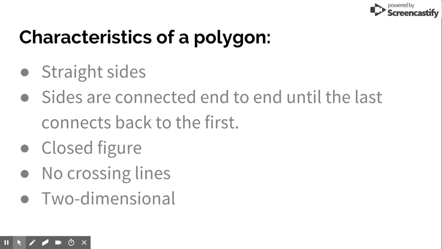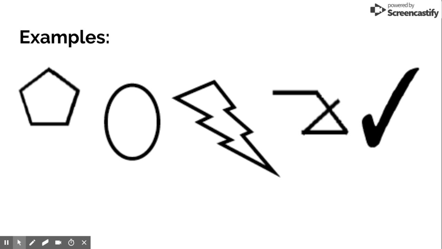So first off, we need to talk about the characteristics of a polygon. A polygon has straight sides, and those sides are connected end to end until the last one connects back to the first one. So this makes a closed figure. None of the lines cross, and it's also two-dimensional. Here are a couple examples of polygons and non-polygons.